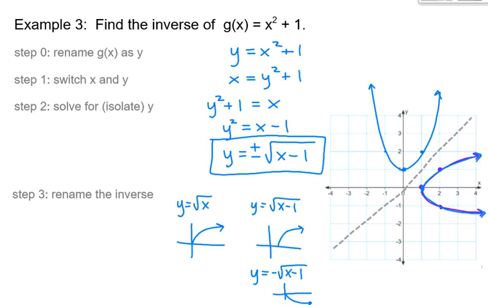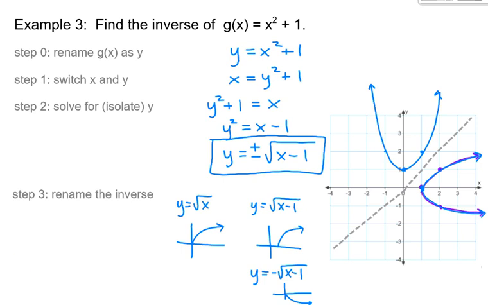Here's the thing though, if I was to rename the inverse as g inverse of x, this looks like function notation. Just like g of x is function notation, g inverse looks like function notation. However, this graph here, this is not a function. This fails the vertical line test. So really, we're not supposed to use this particular naming notation if it's not a function.